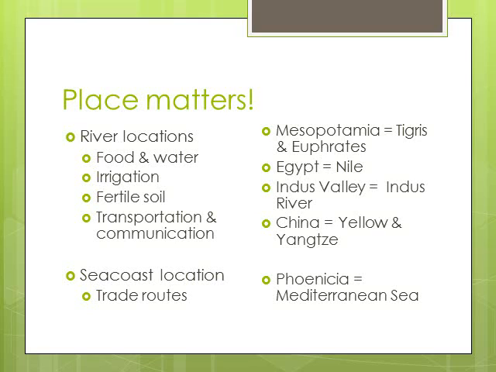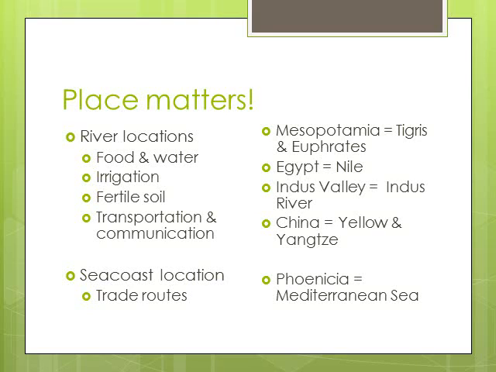Place matters. Where you are determines how you live. Most of the ancient civilizations that we've discussed were on river locations. The rivers provided them with food and water. It allowed them to irrigate their crops. The annual floods of the river made the soil fertile, and the river gave them a means of transportation and communication. In Mesopotamia, the rivers that we're talking about are the Tigris and Euphrates.